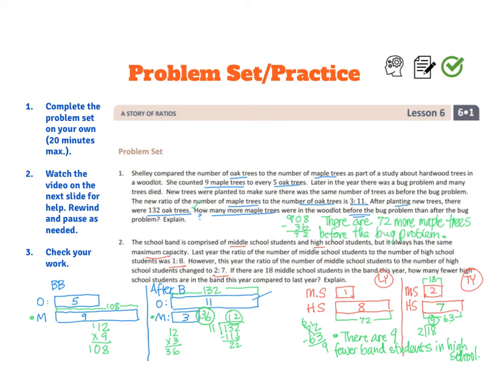That is your problem set. And if I wanted to explain, I could actually have a conversation. I could explain that I took my 63, I subtracted it from 72, and then I got the difference. All right, we're good.